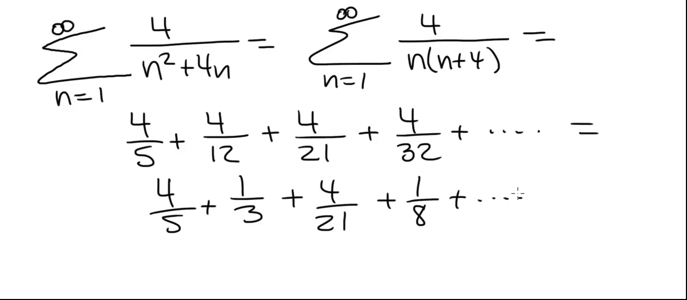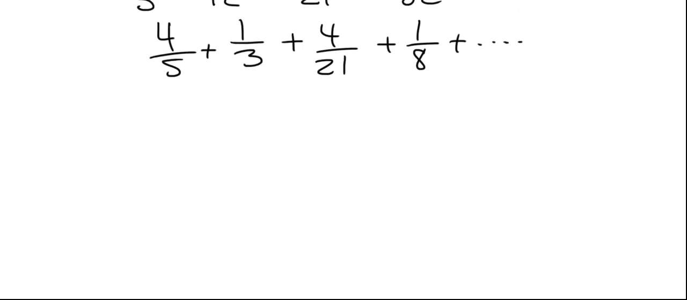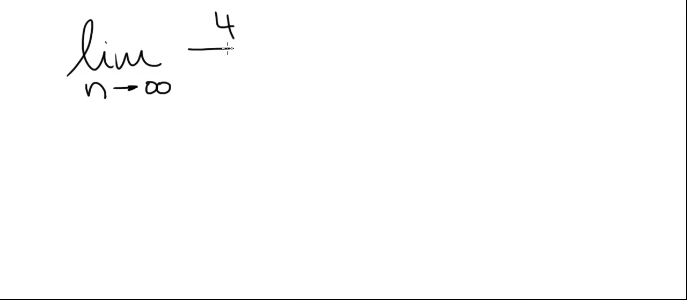This is clearly not a geometric series because there's not a common ratio between terms. Next thing we're going to try is test for divergence. So we'll use test for divergence just to see if we can detect that this series diverges. We take the limit as n goes to infinity of 4 divided by n squared plus 4n, but this limit is 0, therefore the test for divergence is inconclusive.